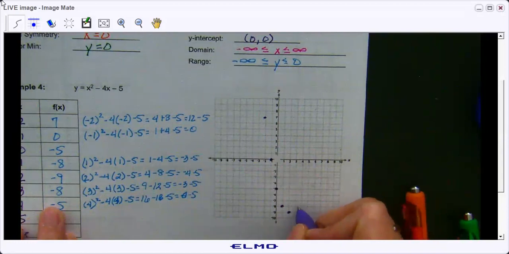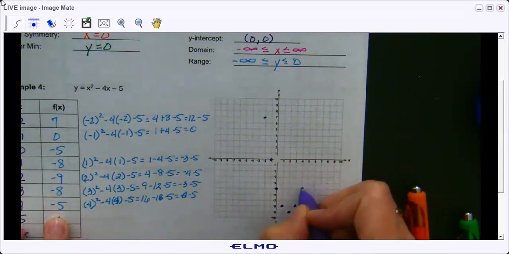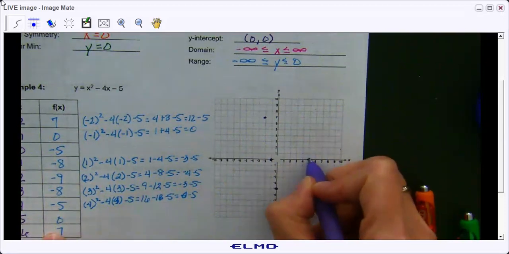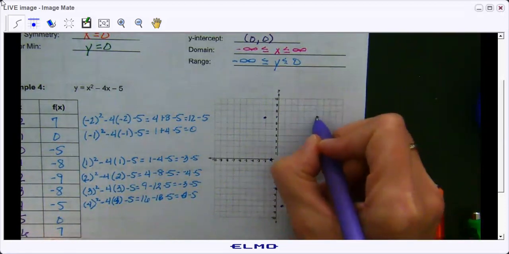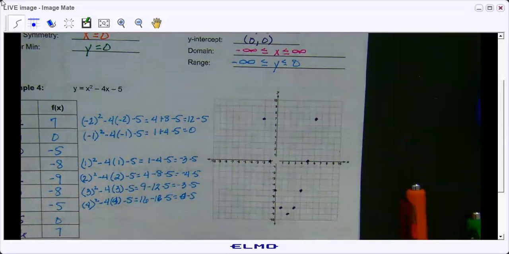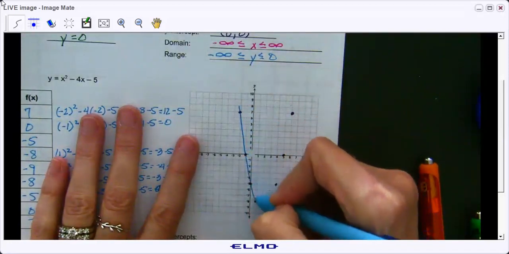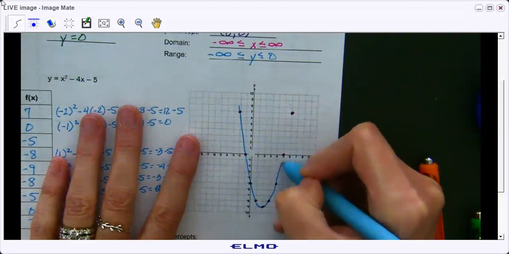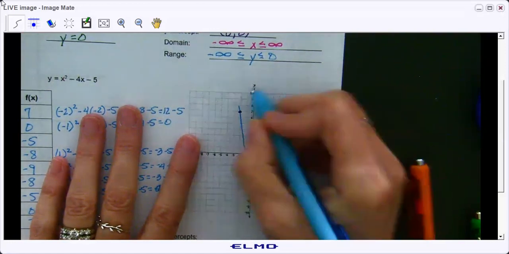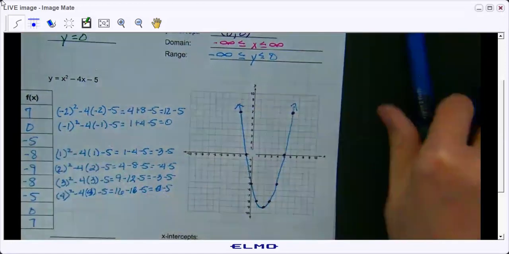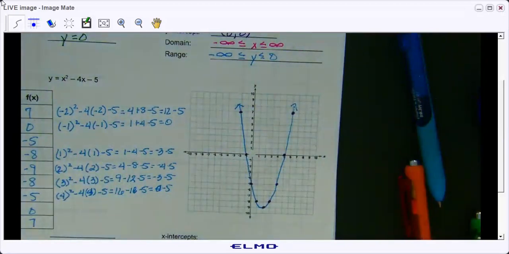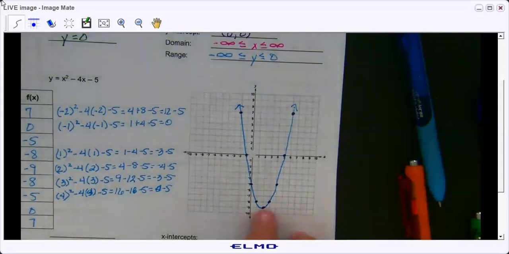3, -8, 4, -5, 0, 6, 7. Okay. Now, I'm just gonna tell you that you really don't need this many points. How many points does a linear function require? 2. 2. A quadratic requires... Okay. You really only needed these 3 down here. Wow.